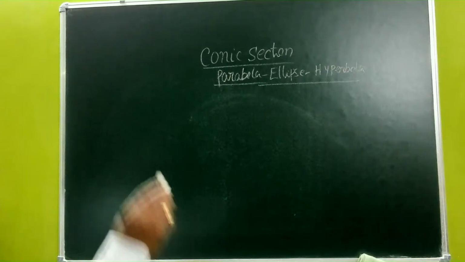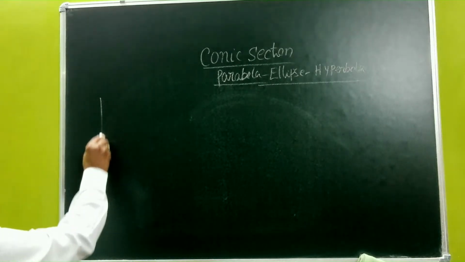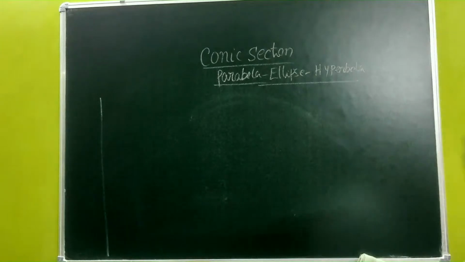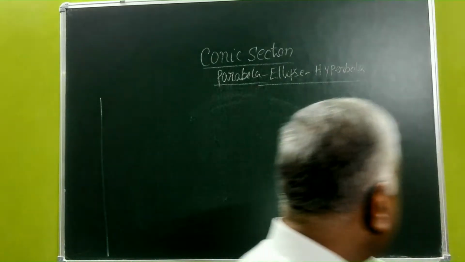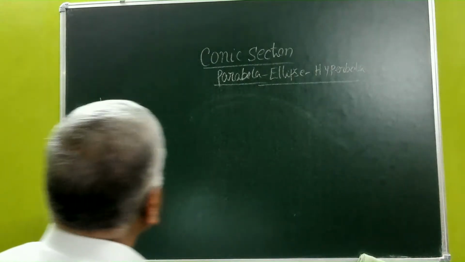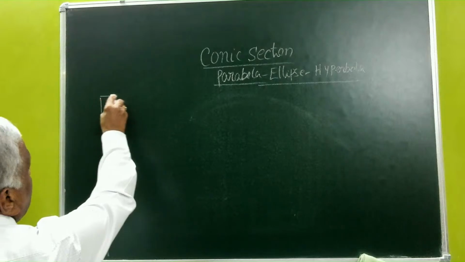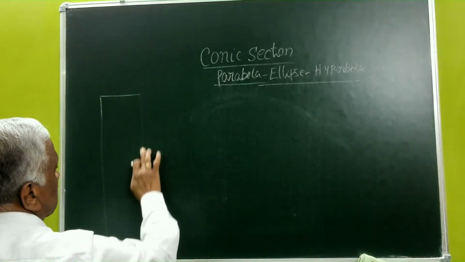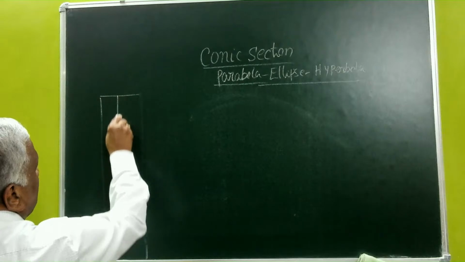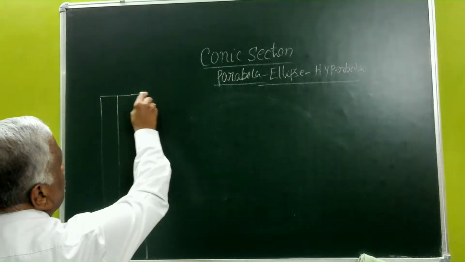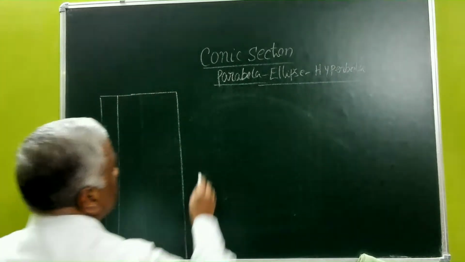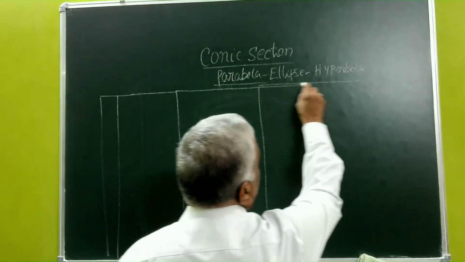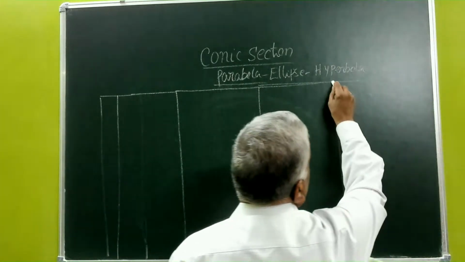I would like to give a table. This table of conic section will help you to work any problem regarding conic. This is, let us say, a small one. Serial number, component. This is parabola, ellipse, hyperbola.